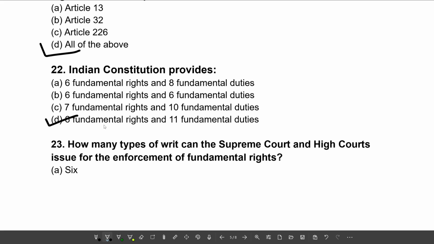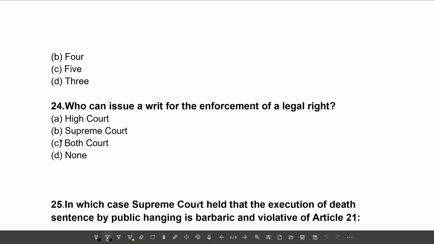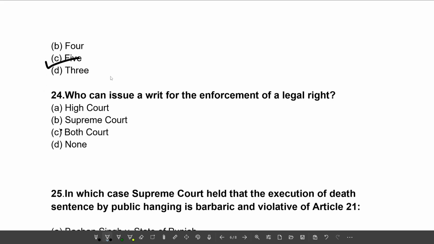How many types of writs can the Supreme Court and High Court issue for the enforcement of fundamental rights? Option A, 6, option B, 4, option C, 5, option D, 3. So the correct option will be option C, 5.